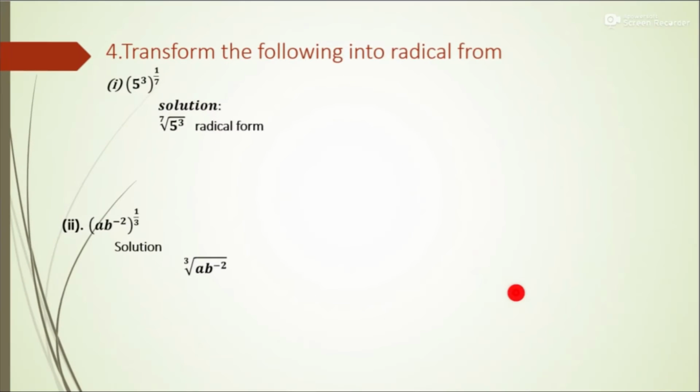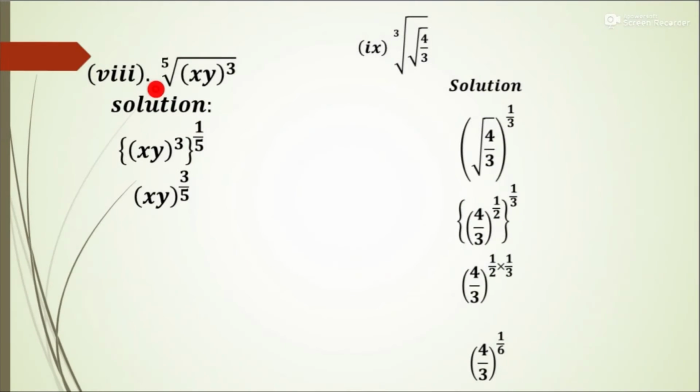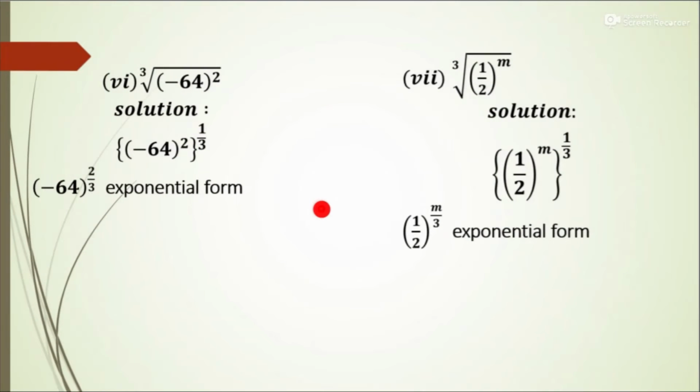Now transfer the following into radical form. Now this is the exponential form. In previous questions we changed the radical form into exponential form. Now we will change this exponential form back again. This is the radical form, which we changed into exponential form.